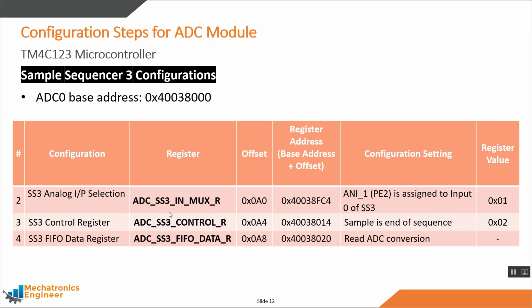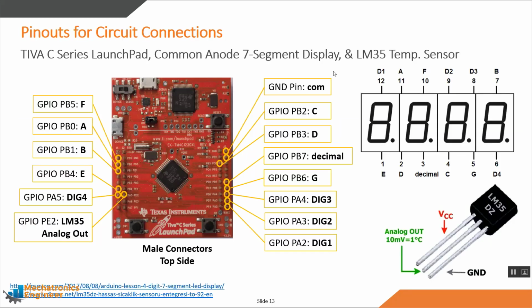So after the conversion of the analog input channel available on sample sequencer 3, the ADC result will be available in the ADC sample sequencer 3 FIFO data register. In order to read those ADC conversion results, we need to read this register, which we will implement in our C language code. So these were some of the configuration registers that were important for the sample sequencer configuration.